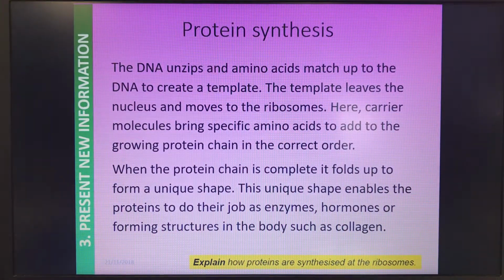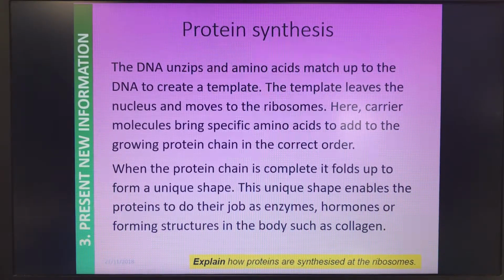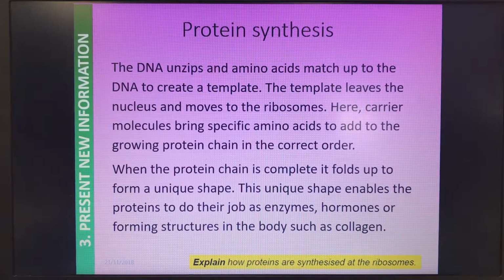So here we have it written as a summary. So we'll go through it again with the words here. So the DNA in the nucleus unzips. This exposes those bases. The amino acids drift over and are attracted by those hydrogen bonds to the DNA. Once the template has been made, it pulls away from that DNA and the DNA zips up again. The template then drifts over to the ribosomes.